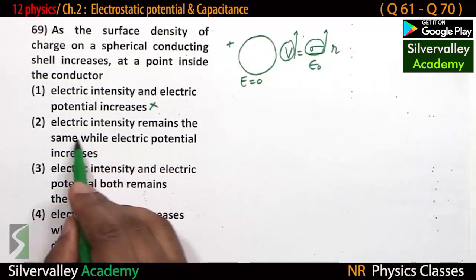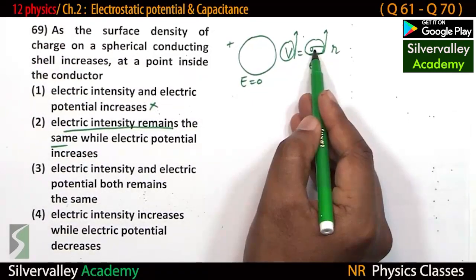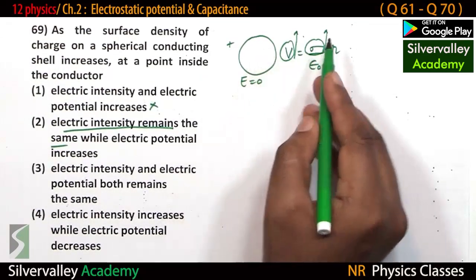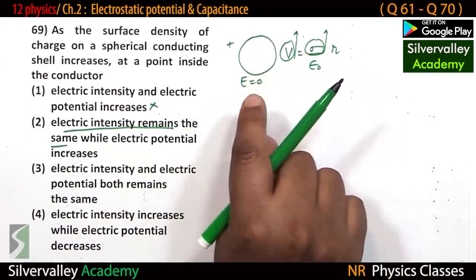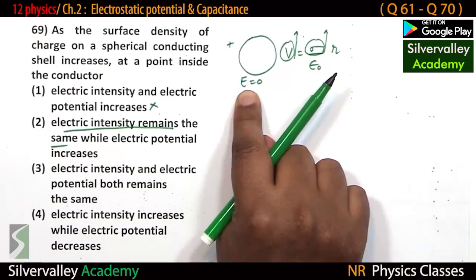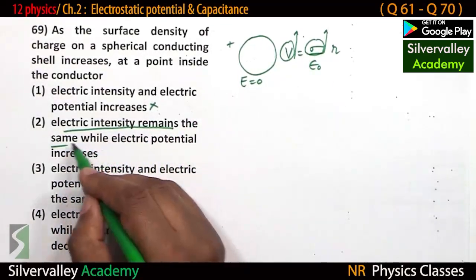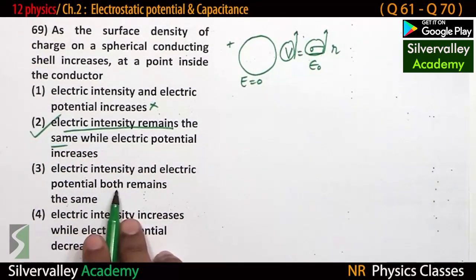Electric intensity remains the same. Remains the same means initially when it was sigma, electric field was 0. When sigma is increased, then also electric field is 0, which means electric field remains constant and potential increases. Yes, electric intensity remains the same and electric potential increases. No. Electric intensity increases, electric potential decreases. No.